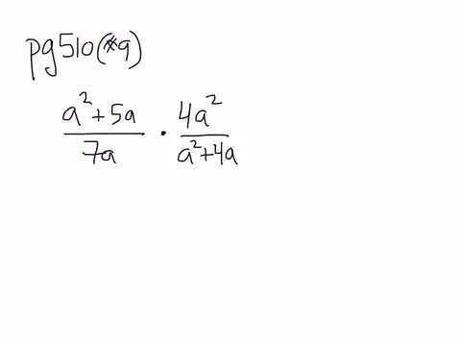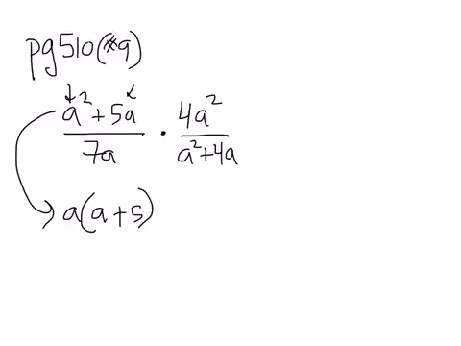So let's see. This top part here, I notice I can factor an a out. So if I factor an a out, I get a times a plus 5. And if you don't see it, just multiply it back in. A times a is a squared. A times 5 is 5a. So I've got that part. The 7a, I can't reduce that anymore. It's just 7a. 4a squared is 4a squared.